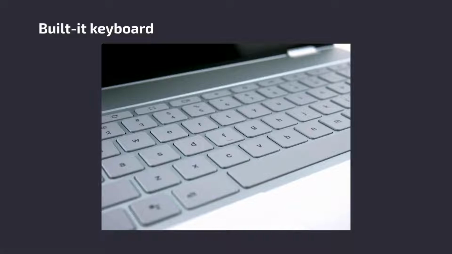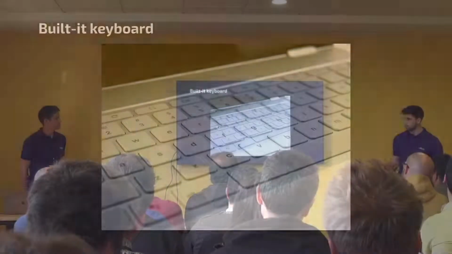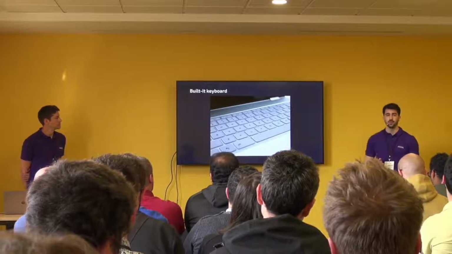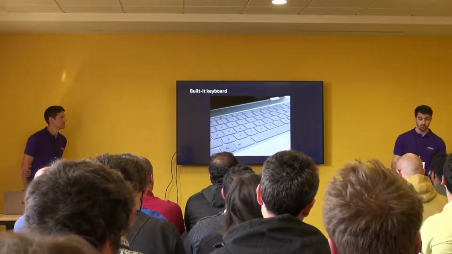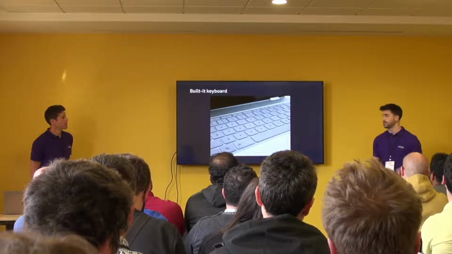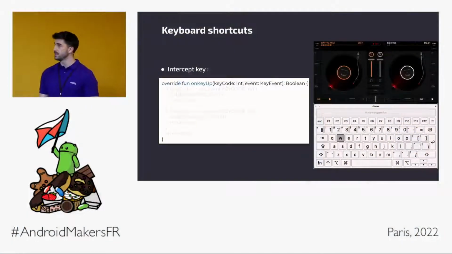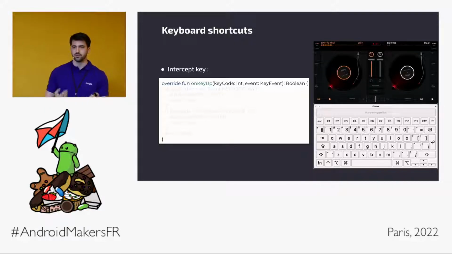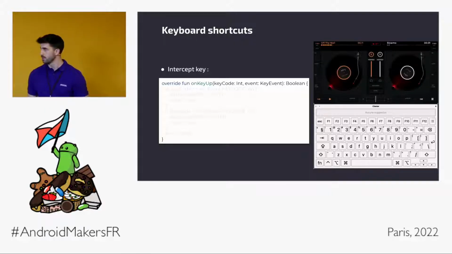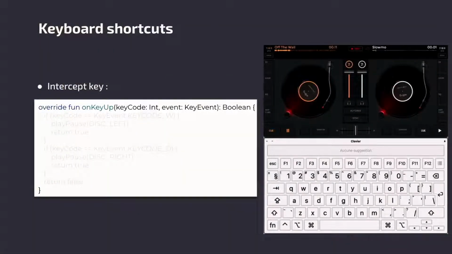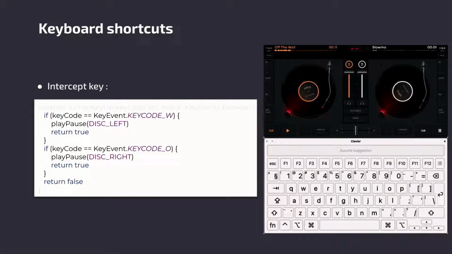The main difference between smartphones and Chromebooks is the built-in keyboard. Users may want to use it in order to interact with your app. So a good practice is to use keyboard shortcuts. You have a lot of shortcuts in laptop software. You can do that very simply by overriding the onKeyUp method on views, fragments, or activities. With that, you can get the key code of the current key.